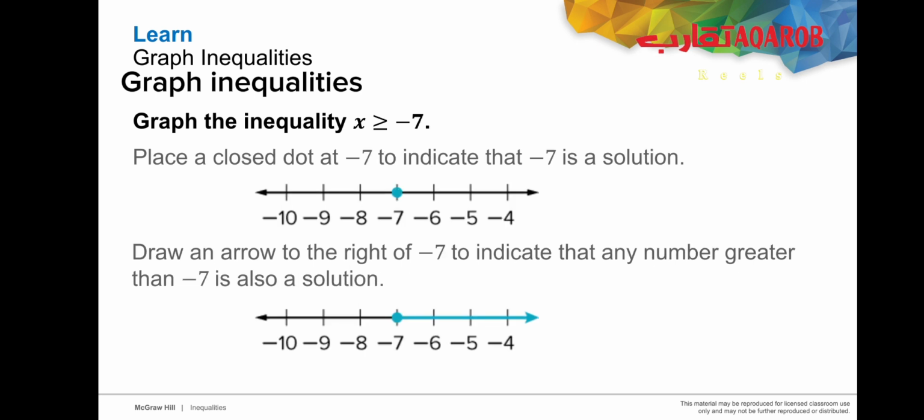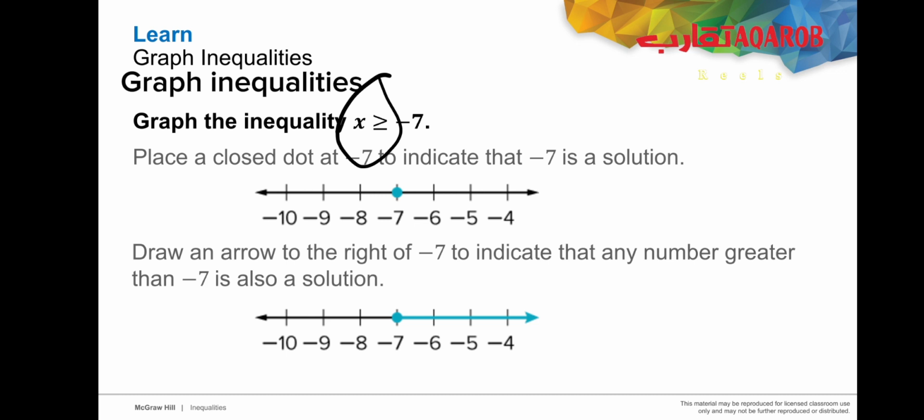For example, graph the inequality x is more than or equal to negative 7. So I will put a circle on negative 7, and I have to fill it. It's a closed circle. Why is it a closed circle? Because actually there is an equal sign here, as you can see. Since it's not only more than, it's more than or equal to negative 7, the circle must be filled.